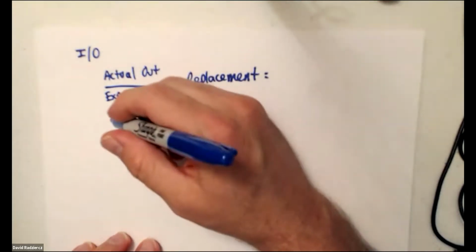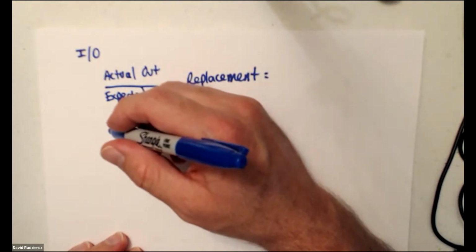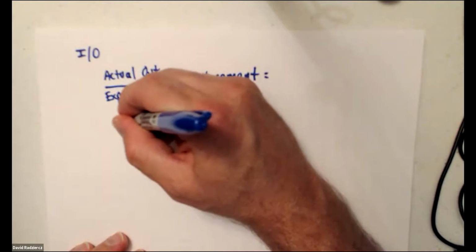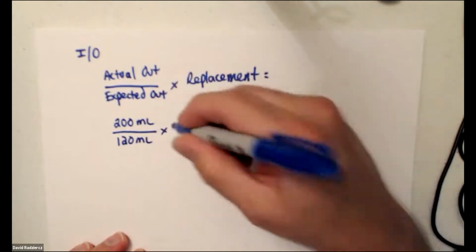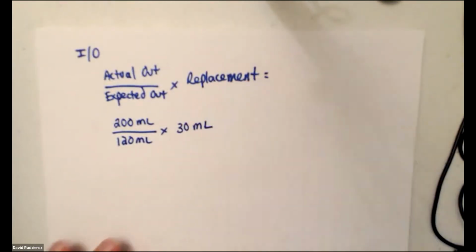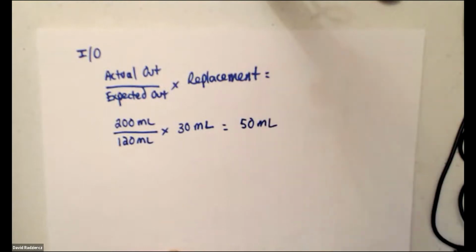So for this problem where it says for every 120 milliliters urine output, replace with 30 milliliters, and then the actual output was 200, I would set this up like this: 200 milliliters over 120 milliliters times my replacement volume of 30 milliliters. Then I would plug that into my calculator. I would take 200 times 30 and then divide by 120, and I'll get an answer of 50 milliliters for my replacement volume.